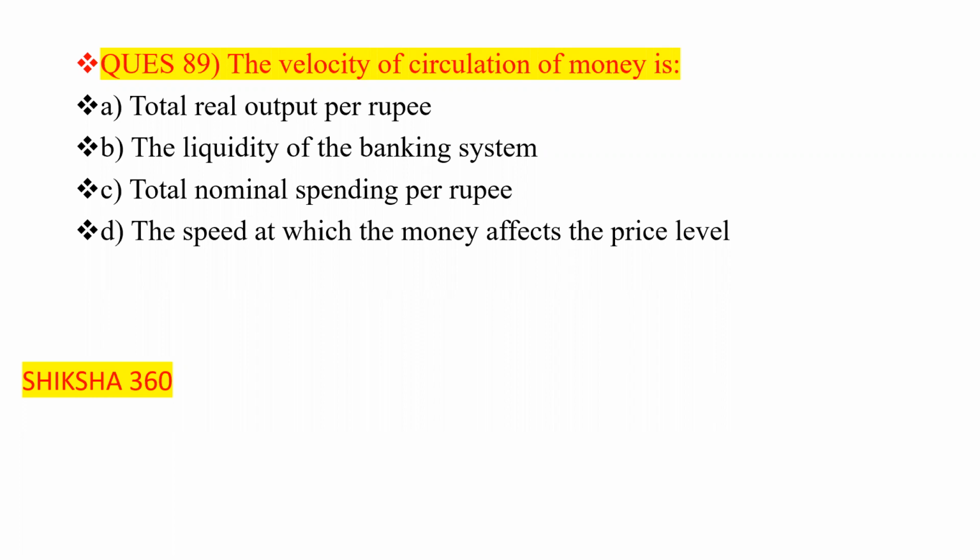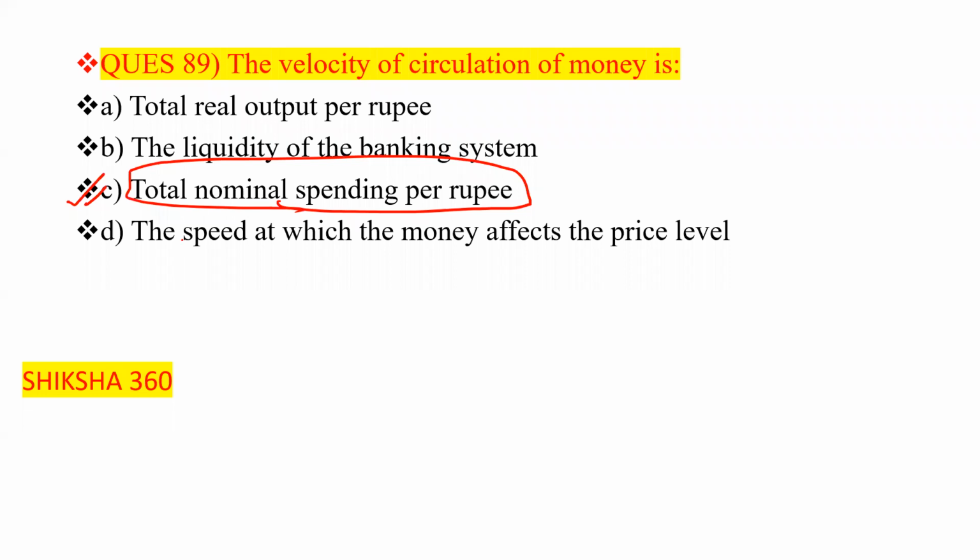So what is the correct answer? The velocity of the circulation of money, what is that? First one is the total real output per rupee. Second one is the liquidity of the banking system. Third one is the total nominal spending per rupee. Fourth one is the speed at which money affects the price level. The correct answer is the total nominal spending per rupee.